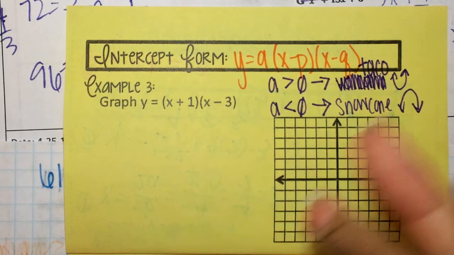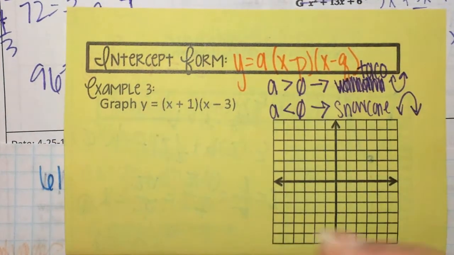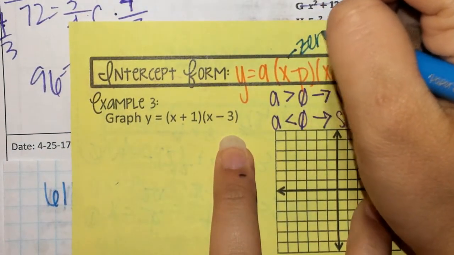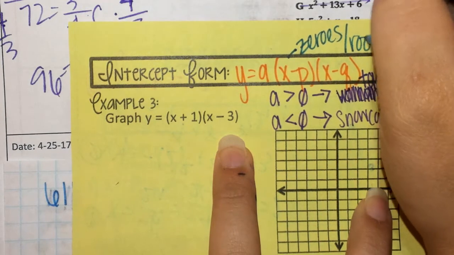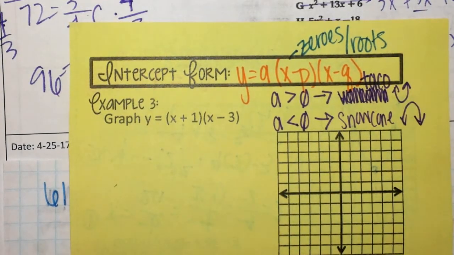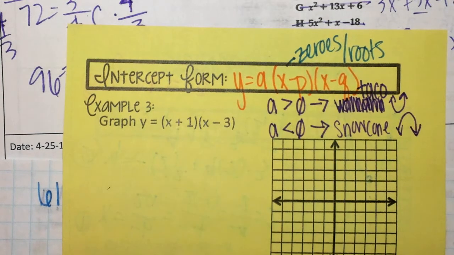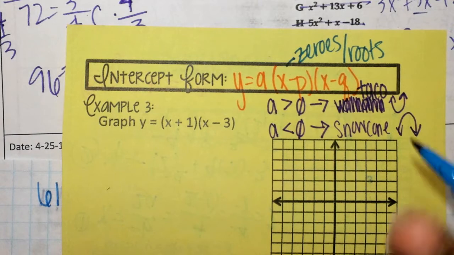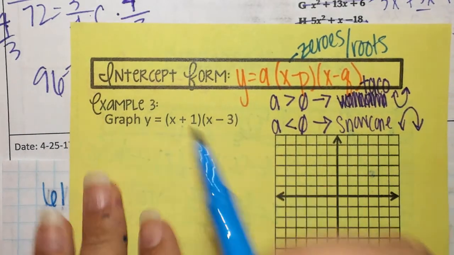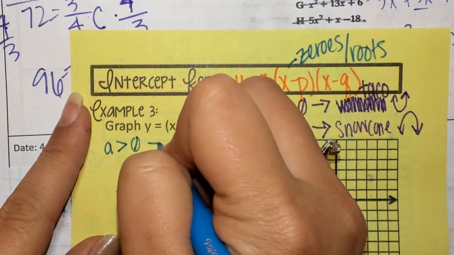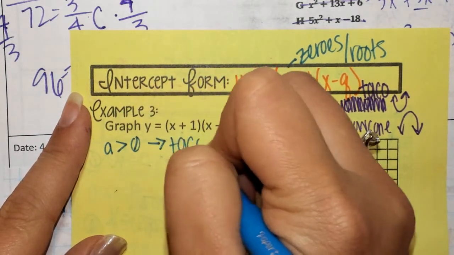Alright, so these are your intercepts. What's in parentheses is your intercepts, which are your zeros, which are your roots. And we have found these before when we factored last week. We took each of these and set them equal to 0. So you still do the same thing. Now, is our number greater than 0 or less than 0? So are we going to have a taco or a snow cone? A taco.